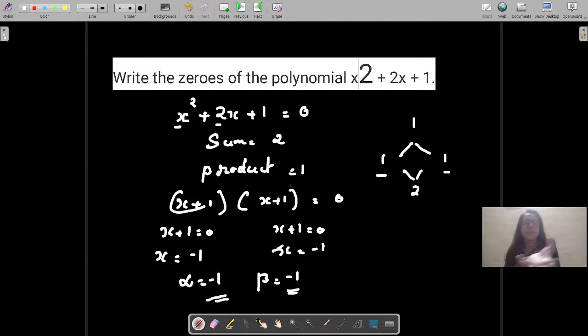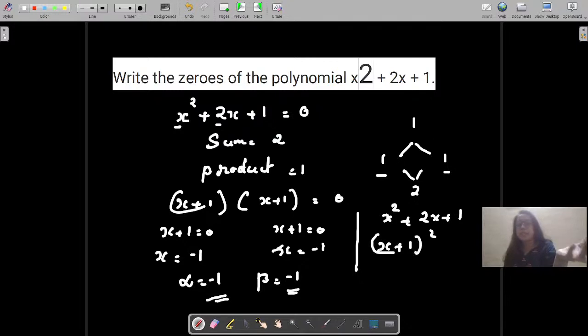Or you can do it like this also. All of you know that x square plus 2x plus 1, if you know this identity directly, you can write it. That is, x square plus 2x plus 1 is x plus 1 whole square. Do you know this? I think all of you know this. It is the identity for a plus b whole square. So x square plus 2x plus 1 we can write as x plus 1 whole square. This way also we can do.